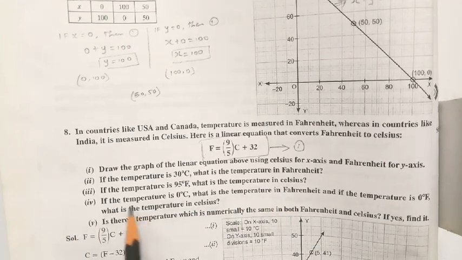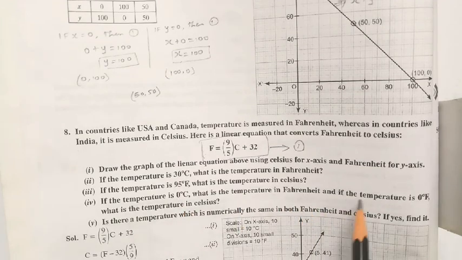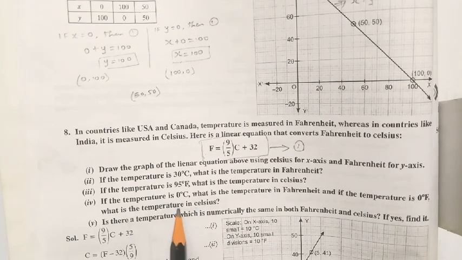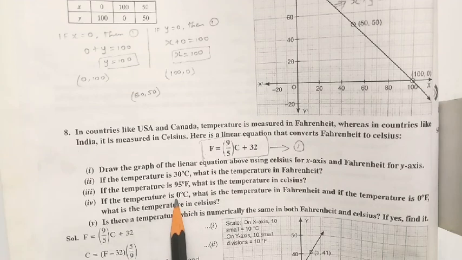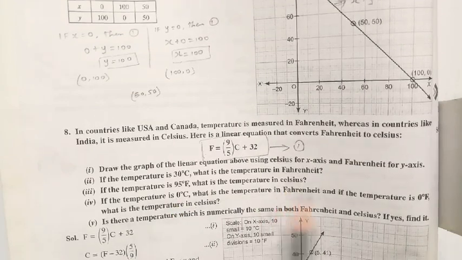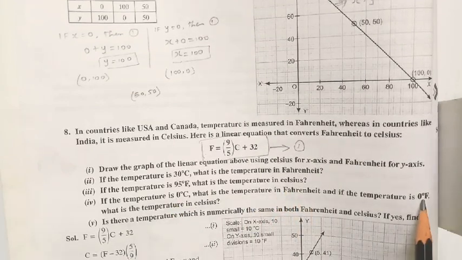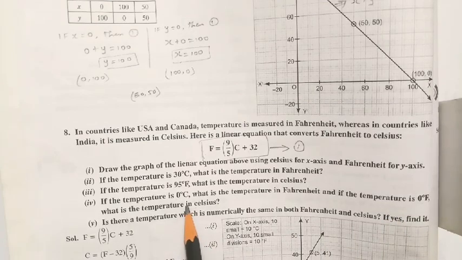Subdivision number 4: if the temperature is 0 degrees Celsius, what is the temperature in Fahrenheit? And if the temperature is 0 degrees Fahrenheit, what is the temperature in Celsius, right? So we have 2 cases. First we have to assume C is equal to 0 and find F. And next we assume F is equal to 0 and find C, right?